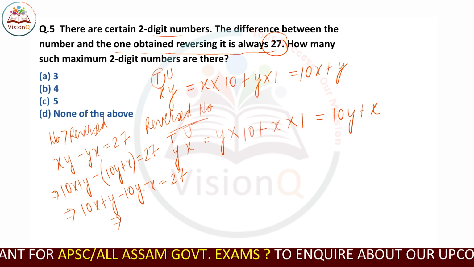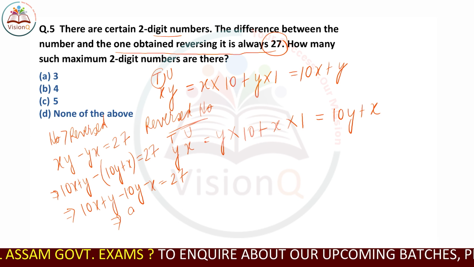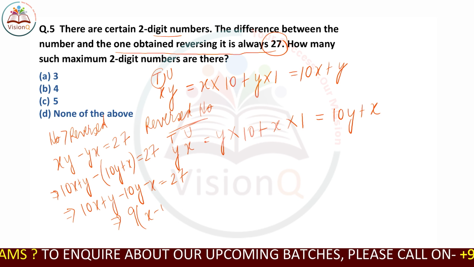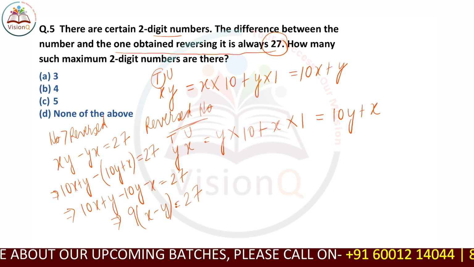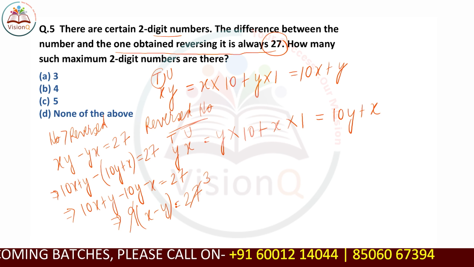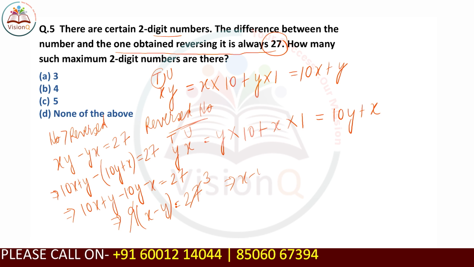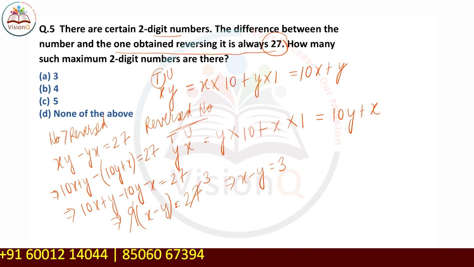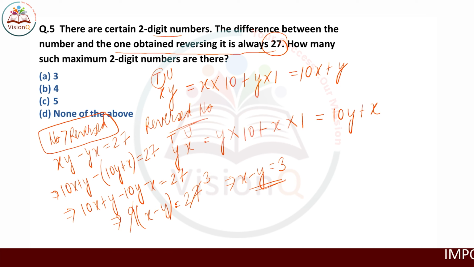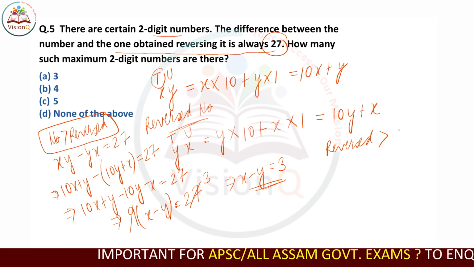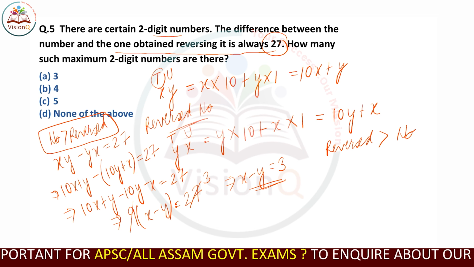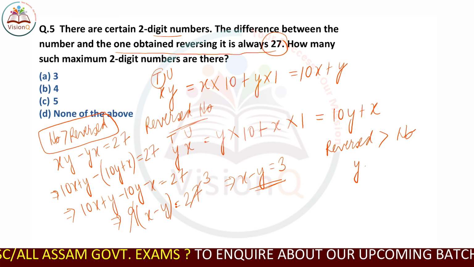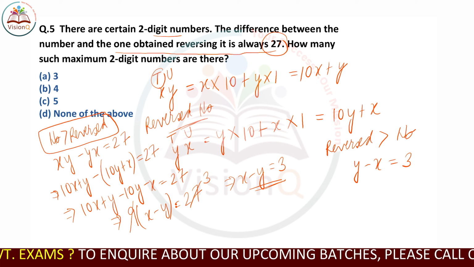Now it becomes what? 9x minus 9y is 27. So if I take 9 common, I get what? 9 times x minus y is 27. Now 9 3s are 27, isn't it? So x minus y is 3. So when I assume that the number is more than the reverse number, I get what? x minus y is 3. And if I assume that the reverse number is more than the original number, I get the opposite. I will get what? y minus x will be 3.